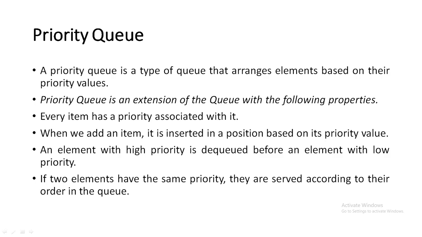The next one is the priority queue. A priority queue is a type of queue that arranges elements based on their priority values. Every item has a priority associated with it. For a real-time example, we can consider the employees present in an organization.